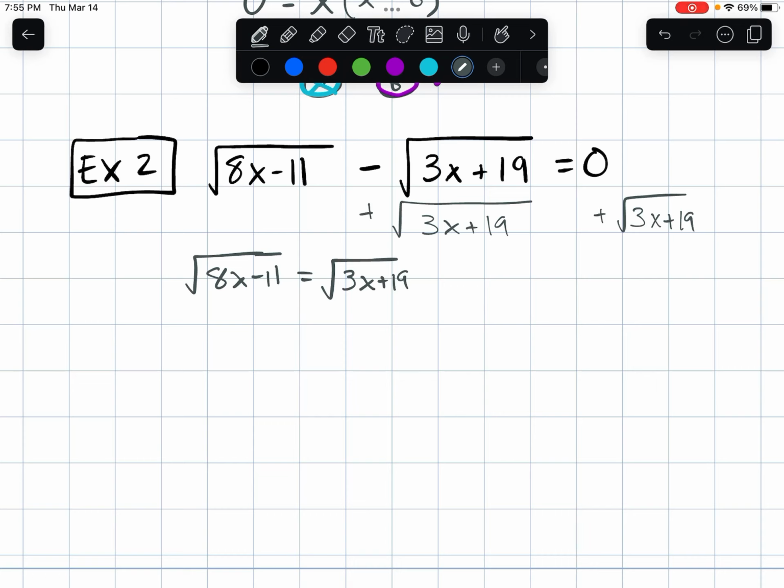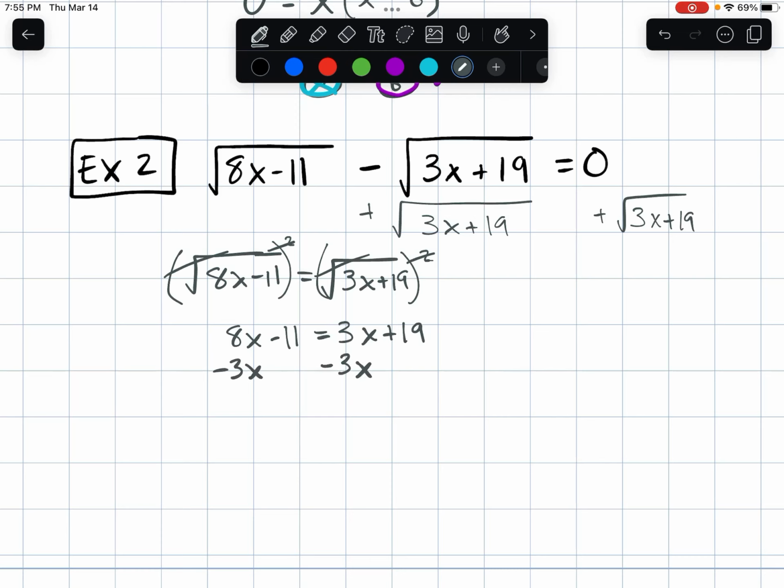And to undo a square root, we need to square both sides. So I'm going to square both sides here. Square and square root undo each other, so we just have 8x minus 11 equals 3x plus 19. I can then solve for x. Let's move the 3x over to the left.